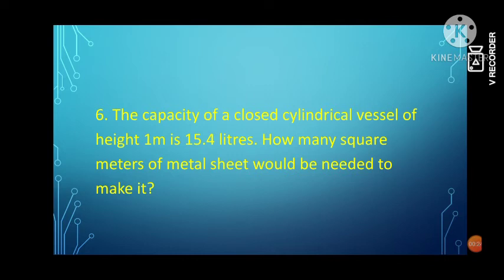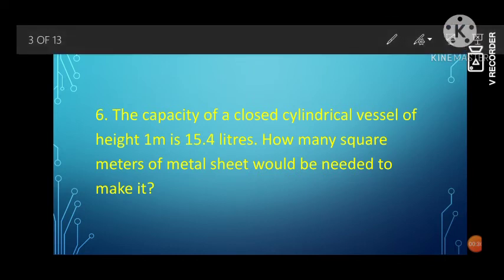Question number 6 is: the capacity of a closed cylindrical vessel of height 1 meter is 15.4 liters. How many square meters of metal should be needed to make it? So you can see the height of the closed cylindrical vessel is given and the volume is given. Capacity means the volume is given. We have to find the square meters of the metal sheet needed to make it. That means we have to find TSA.